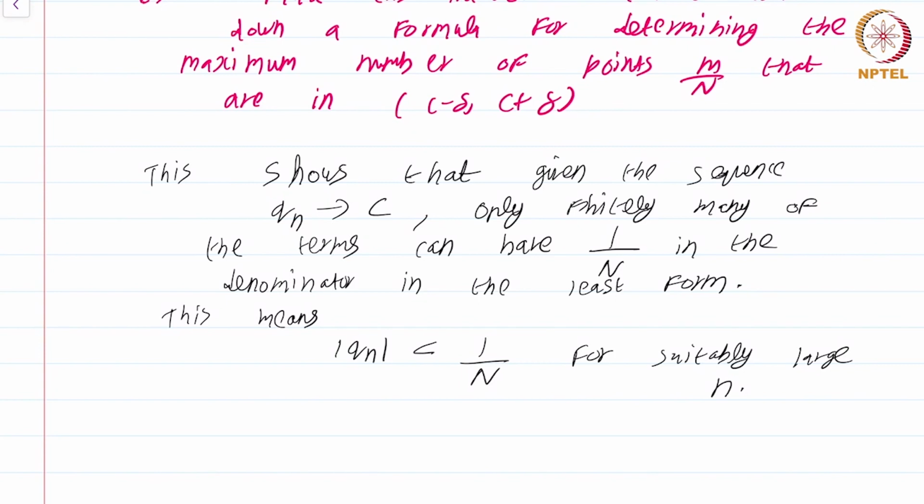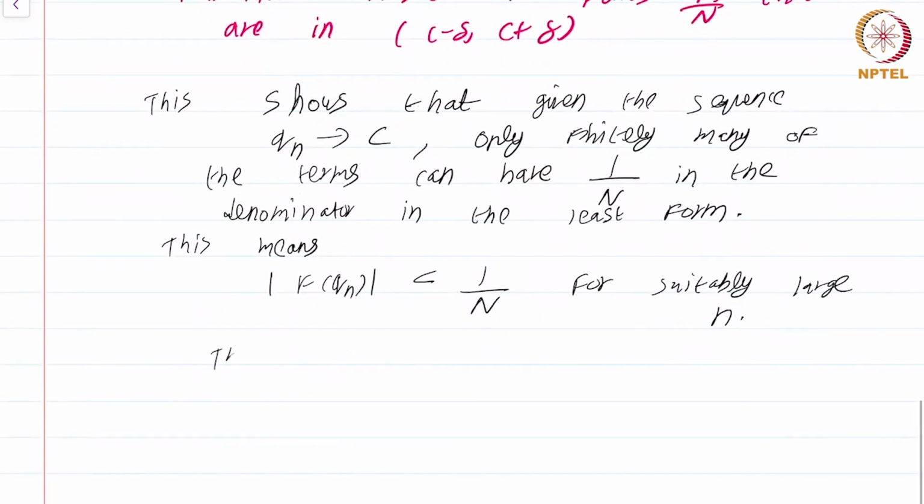That means mod f of Qn, sorry, not mod Qn, to be precise, mod f of Qn has to be less than 1 by n for suitably large n. This proves that the limit as Qn converges to C of f of Qn converges to 0.